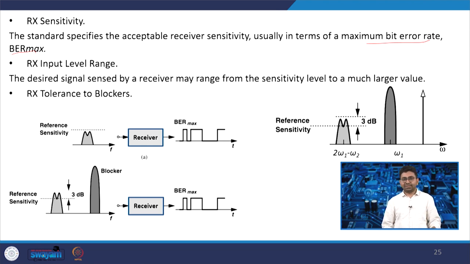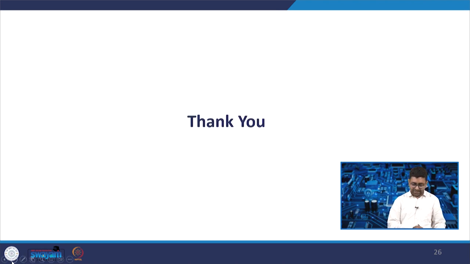Another important feature is the tolerance to blockers. So what is the nearest blocker that will be there, how far away in terms of frequency, and how far in terms of level, say in dBc, the blocker should be, is defined by the wireless standard. So here there is a reference sensitivity and bit error rate, and then elsewhere there is a blocker. That blocker might corrupt the signal, because if there is a signal at omega 1 and another signal at omega 2, with third order non-linearity the 2 omega 1 minus omega 2 signal will come in the desired band that we want to receive. So the tolerance to blockers is also defined in the standard.